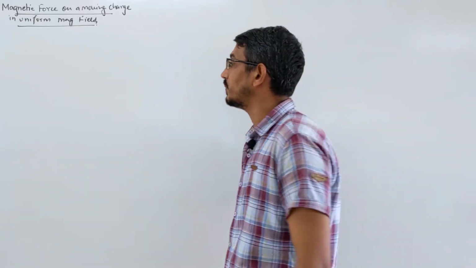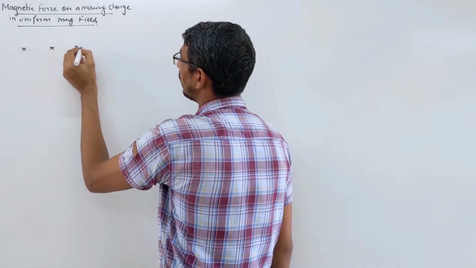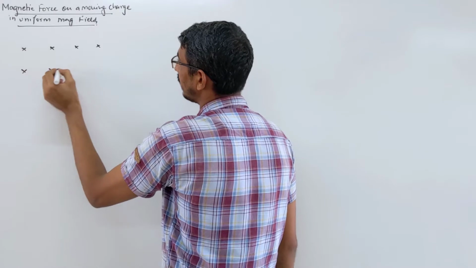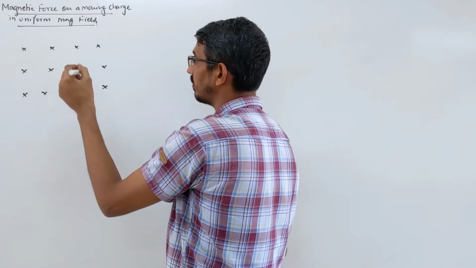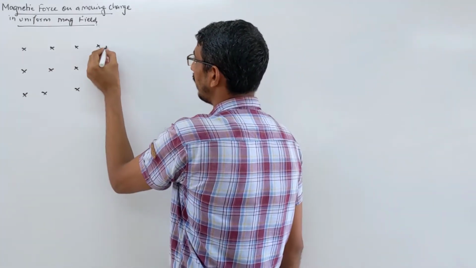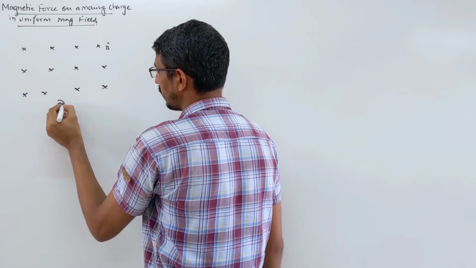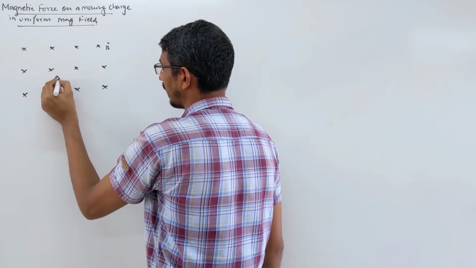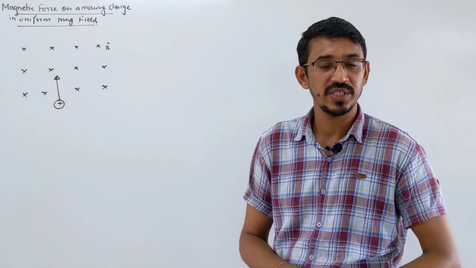Look here, suppose the magnetic field is there. This is the magnetic field I am representing here. A cross means the magnetic field is into the board, perpendicular to the board and into the board. Some charge, say a positive or negative charge, is entering this magnetic field. Then what is the magnetic force experienced by this charged particle?